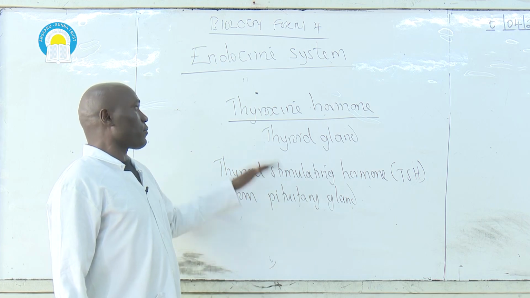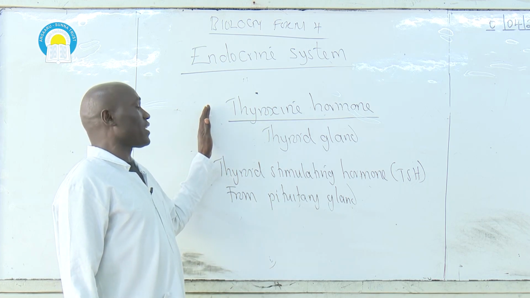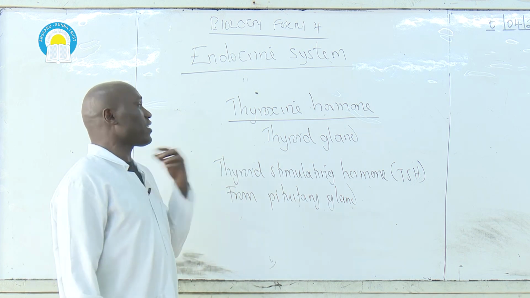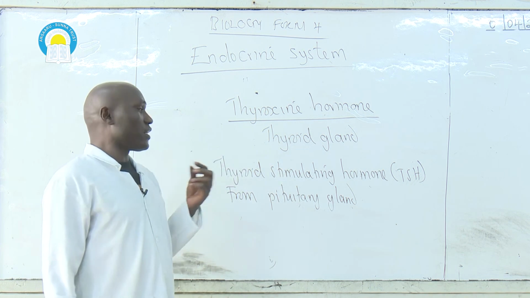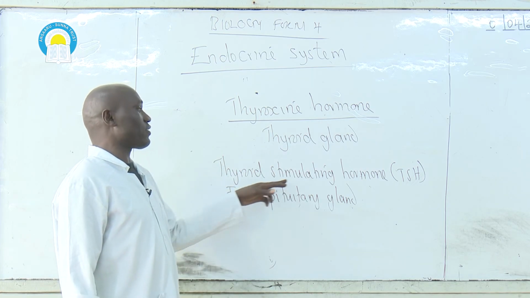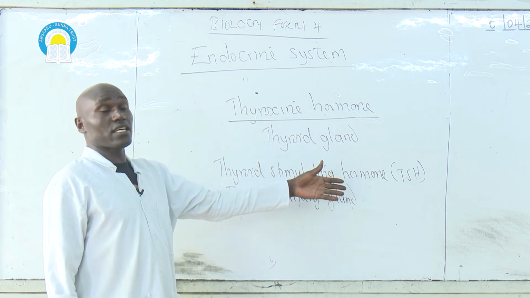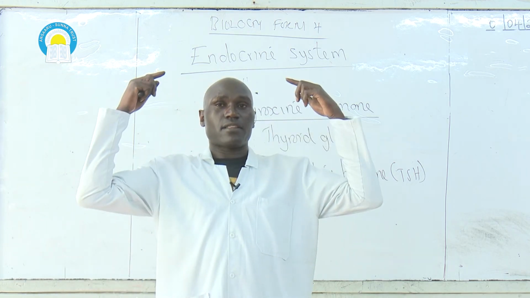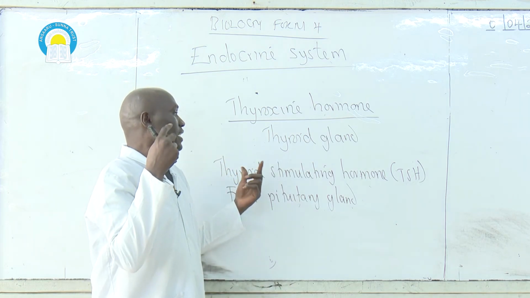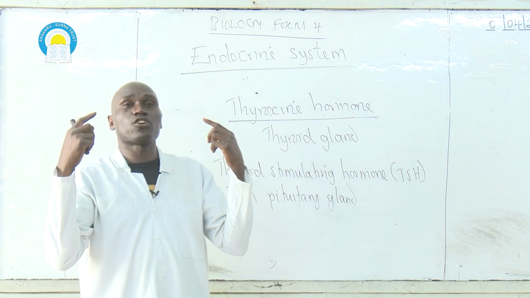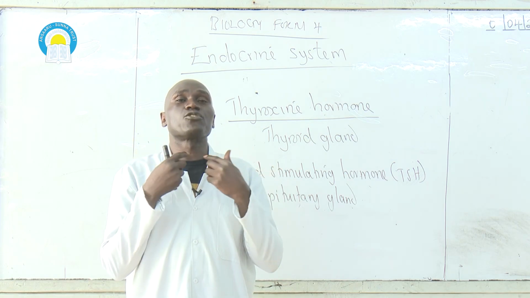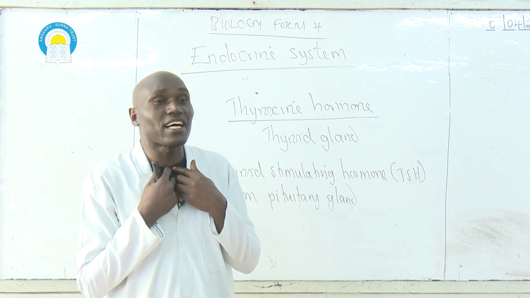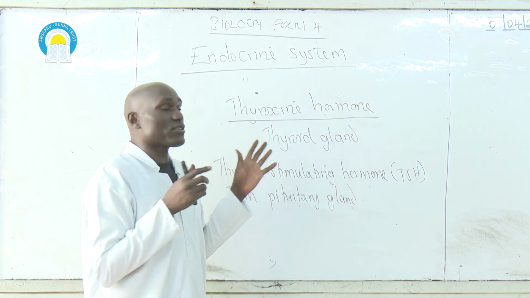Like in this case, we have thyroxine hormone, which is secreted by the thyroid gland located in the neck region. For the thyroid gland to secrete thyroxine hormone, it has to be stimulated by thyroid stimulating hormone, which is secreted by the pituitary gland. Once the pituitary gland has secreted thyroid stimulating hormone, it will move by blood to the neck region where we have the thyroid gland. It will then stimulate the thyroid gland, which will respond by secreting thyroxine hormone.